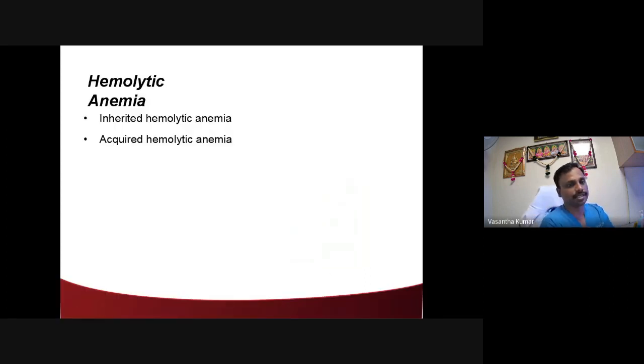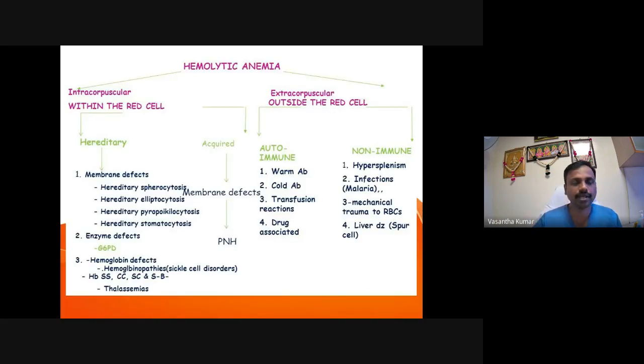Next, we'll see hemolytic anemia. Hemolytic anemia could be due to an intrinsic problem or an extrinsic problem. That is, a problem within the red blood cell, or a problem outside the RBC. And in the RBC, it could be due to a cell membrane problem or an enzyme defect problem. And next is acquired hemolytic anemia. This is a broad classification of hemolytic anemia. The problem within the red blood cell could be due to hereditary or acquired causes.